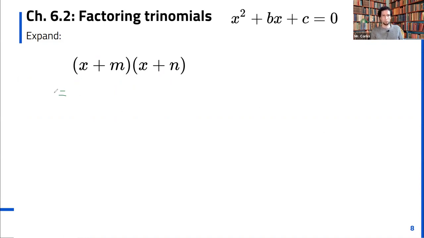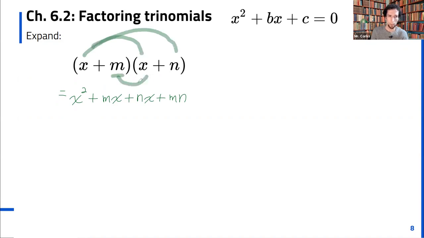x squared plus nx plus mx plus mn. So we take each thing on the left times each thing on the right. So this times this, this times this, this times this, and this times this. So 4 different operations to do, and we get those 4 parts. And if we were to simplify this a little bit, what could we rewrite this as?